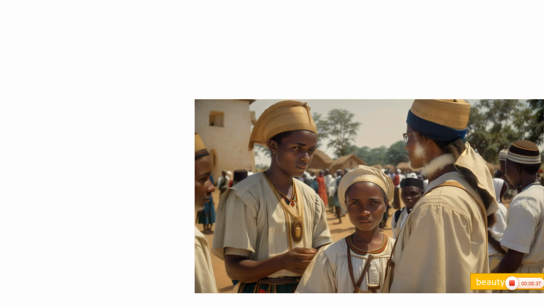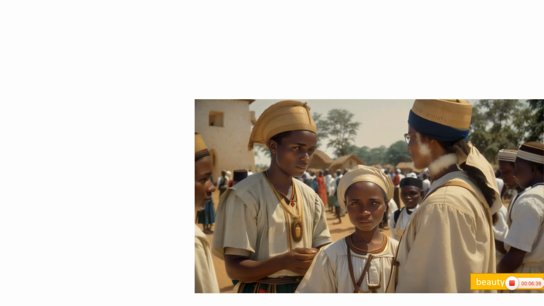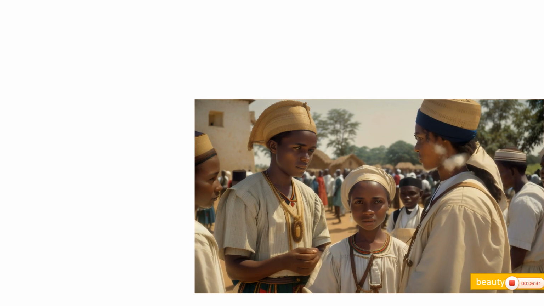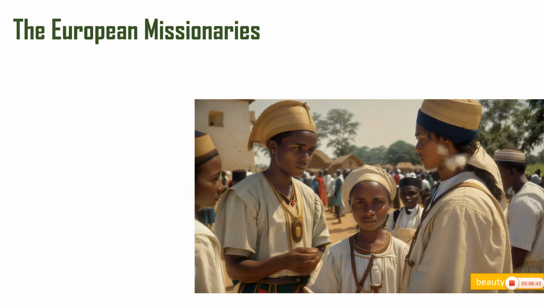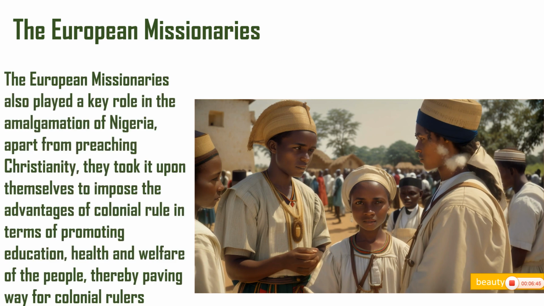The other people who were also involved in the amalgamation of the Nigerian territory were the European missionaries. The European missionaries also played a key role in the amalgamation of Nigeria. Apart from preaching Christianity, they took it upon themselves to impose the advantages of colonial rule in terms of promoting education, health, and welfare of the people, thereby paving way for colonial rulers.